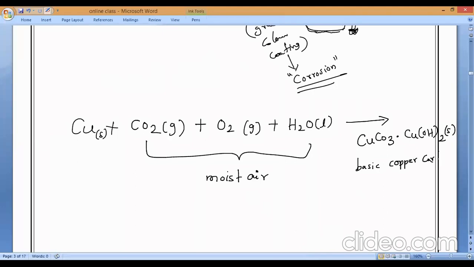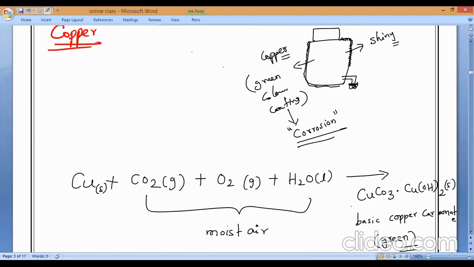Basic copper carbonate, we used to call it. So we used to get a product, CuCO3·Cu(OH)2, copper carbonate and copper hydroxide. So what is the color of this one, guys? As I told you already, what is the color of this one? Green color. This is what we call the corrosion of copper.